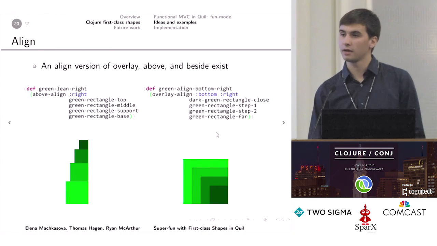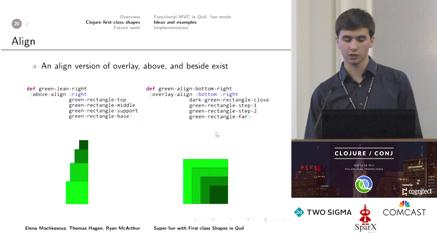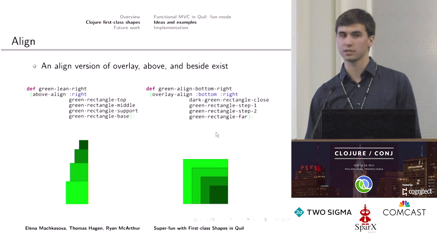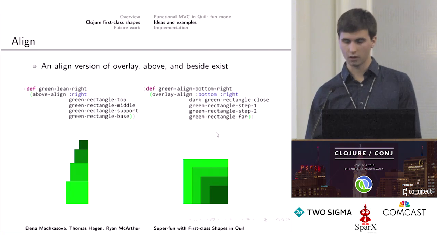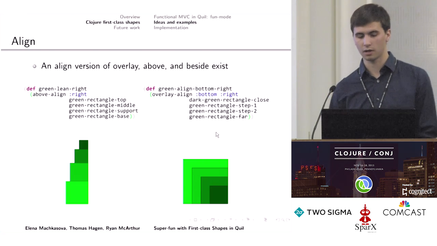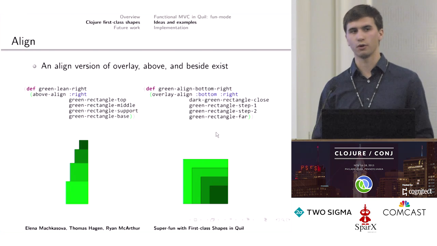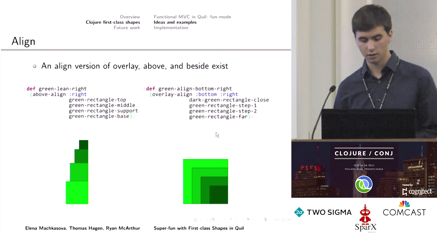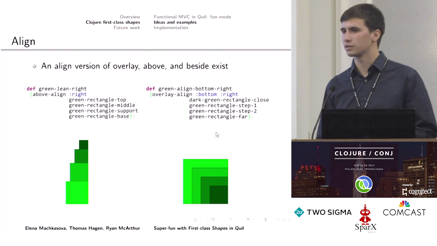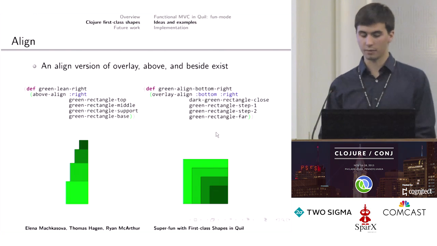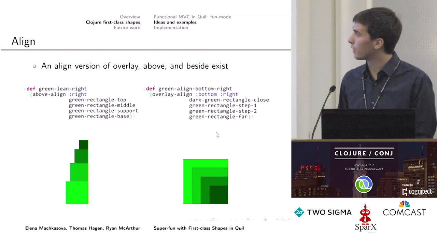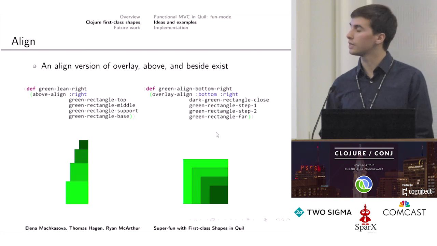We also have an align version of each function. Above and beside take in one argument along with either a complex shape or multiple simple shapes, and those are left, center, and right. If you were to above align center, it's the same thing as above. And basically it offsets it, in this case, to the right. So you have like a tower leaning to the right.